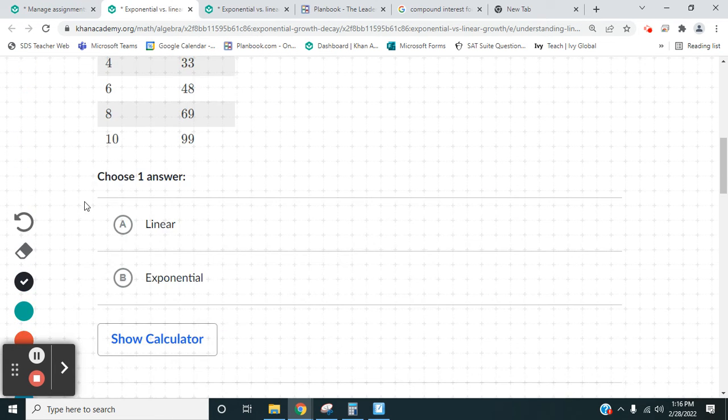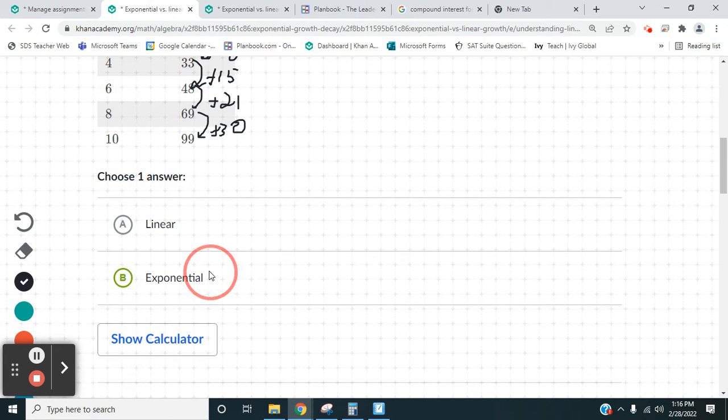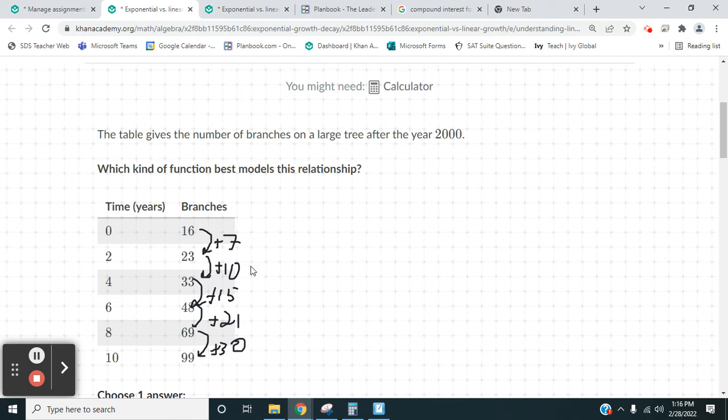Let me get this up here. In this case, we added 7, and then we added how much? 10. And then we added 15. And then we added 21. Did we add the same amount each time? No. It could be that it's neither, but in this case, they don't really give us a choice, right? Since they're not adding the same thing, it can't be linear.